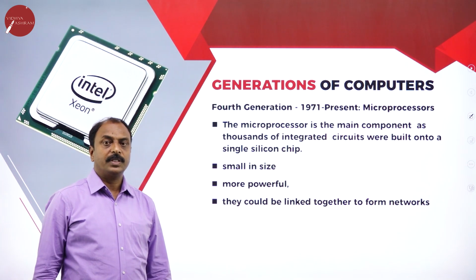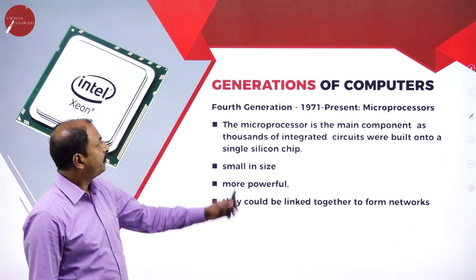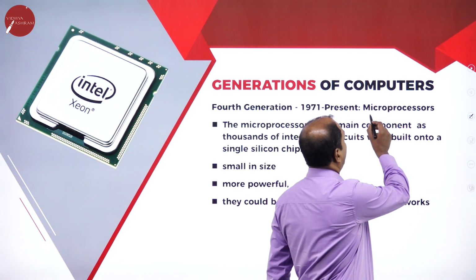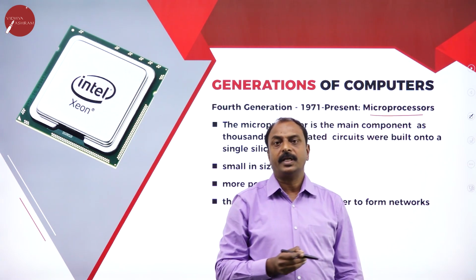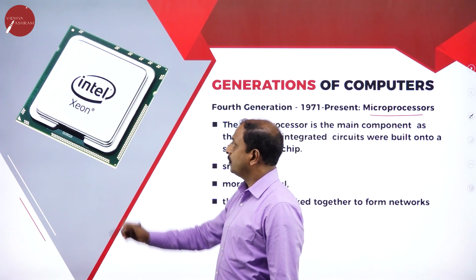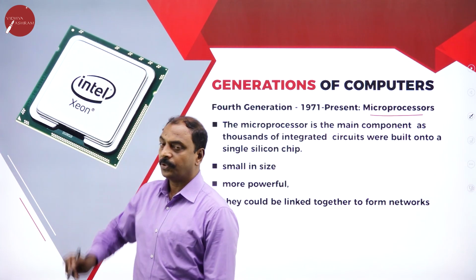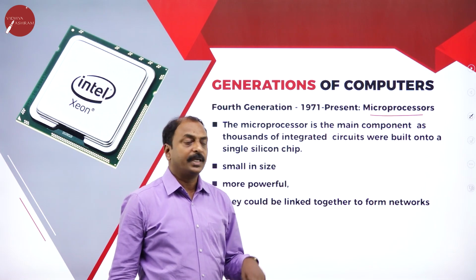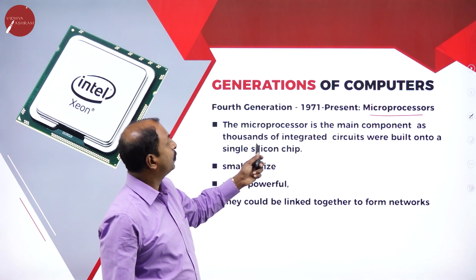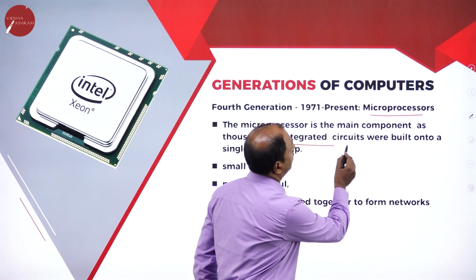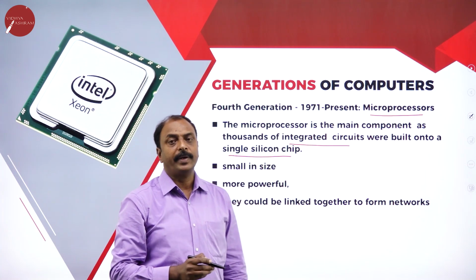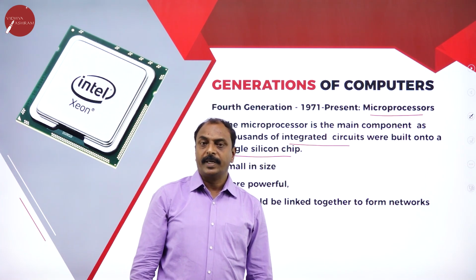Now let us see what is next. So next is the fourth generation of computers. Here the microprocessor is the main electronic component. Now we can see the image of this. This is a device called a microprocessor. It is an electronic device. The microprocessor is the main component, as thousands of ICs were built onto a single silicon chip to form a microprocessor. So what is a microprocessor?